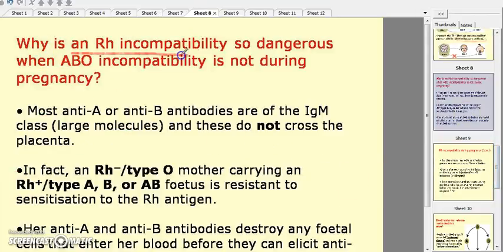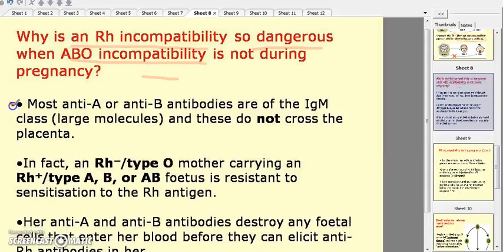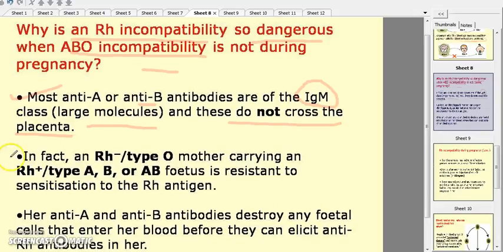Why is Rh incompatibility so dangerous when ABO incompatibility is not during pregnancy? Most anti-A and anti-B antibodies are IgM, large molecules that do not cross the placental membranes. In fact, an Rh negative type O mother carrying an Rh positive type A or B fetus is resistant to sensitization to the Rh antigen.